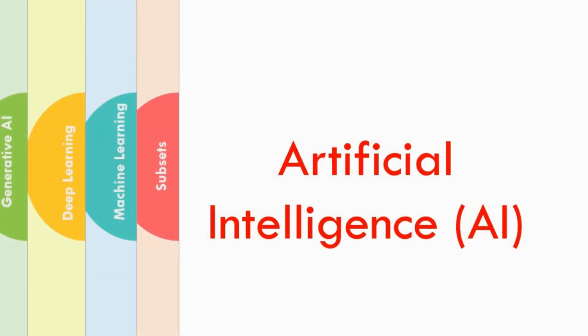Artificial intelligence. Artificial intelligence is a branch of computer science focusing on creating systems which can think and learn in a similar way to humans. These systems can do tasks like reasoning, learning, problem solving, and language understanding and interaction.